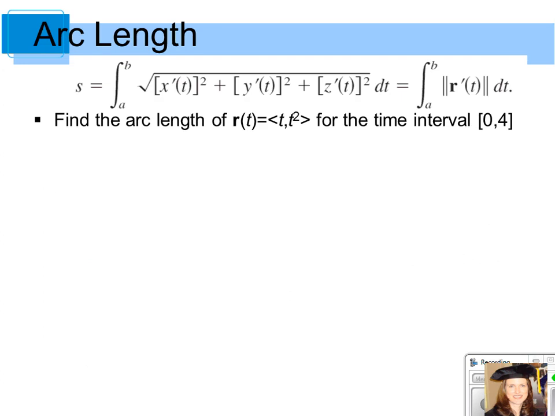For this example, we want to find the arc length of r of t equals the vector with components t and t squared for the time interval from 0 to 4. I'd like you to do this one on your own, pause the video, and then come back to compare your answers.